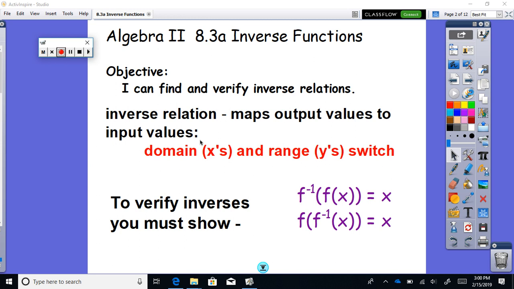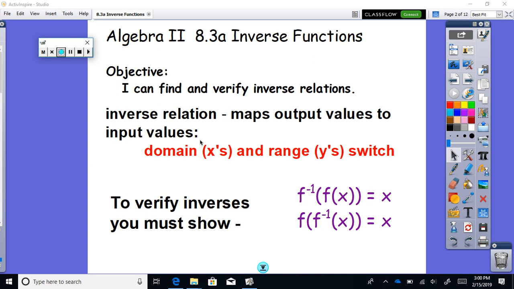Inverse functions have to deal with switching the domain and range. So in an inverse relation, it maps the output values to the input values. And so instead of inputting x's, you're inputting y's. It's like the x's and y's switch.